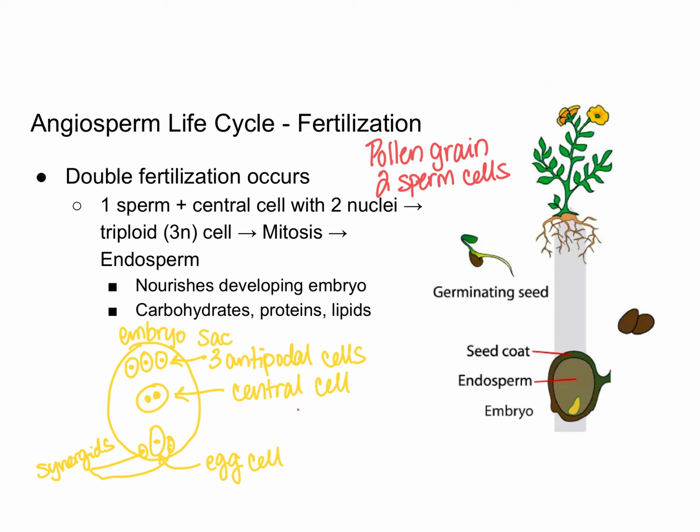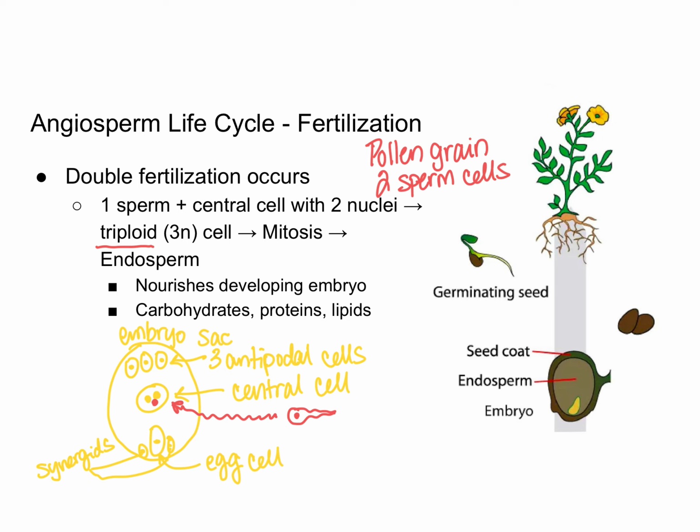One of the sperms from the pollen grain is going to fertilize the central cell. And remember that the central cell has two haploid nuclei in it, and the sperm cell also has a haploid nucleus. So when that sperm fertilizes that central cell, what we end up with is a triploid cell. And triploid just means that it now has three sets of chromosomes in it. Two sets of chromosomes came from the female cell that was produced, and one came from the sperm.